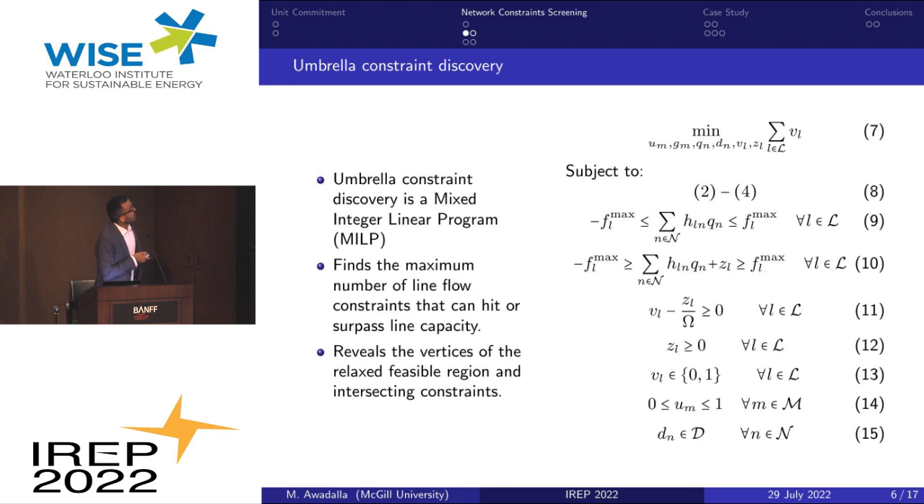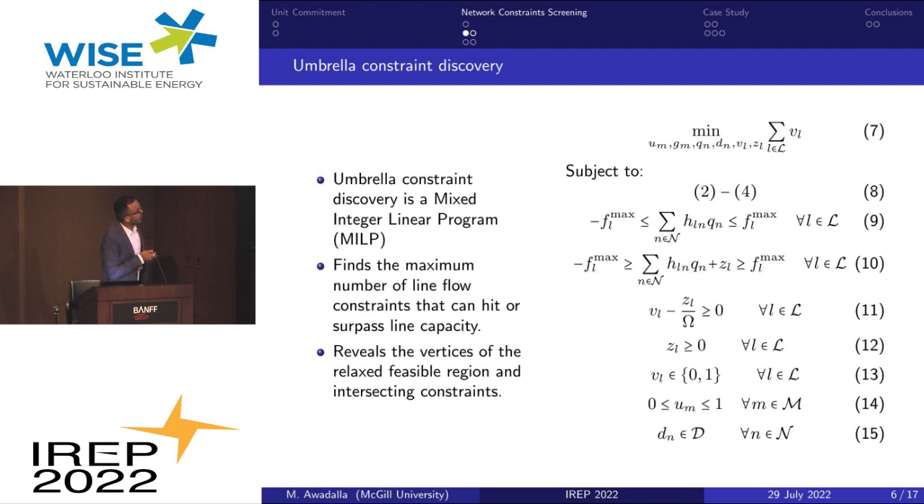So the umbrella constraint discovery is a mixed integer linear programming problem. We introduced a binary variable that can define the number of lines that can hit or surpass the power flow at specific lines. If I want to explain this method, the shortest, most intuitive way to explain it is as follows.